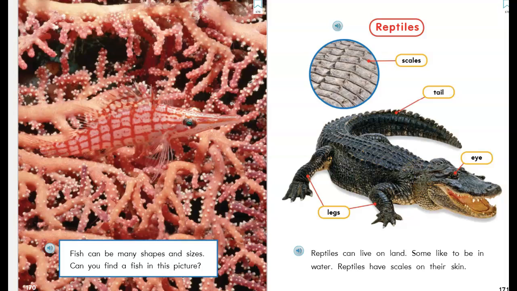And then it has a lot of labels. We see the scales, and it shows an up-close picture of the scales. So that's what covers the alligator's body. Then we see their tail, their eye, and their legs.